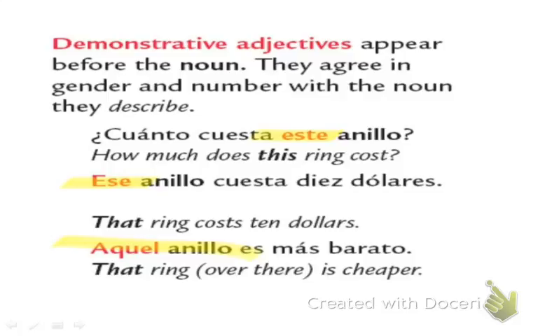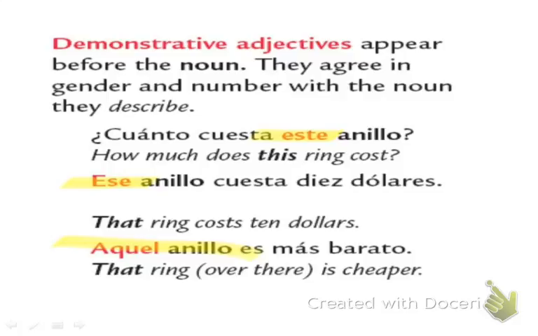So if I was shopping, Jacob's working at a jewelry store. Sorry, Jacob, not a real choice position. But I say, oh, I really like this ring, Jacob. And I say, how much does this ring cost? Jacob says, that ring. That ring costs $2. And I'm like, oh, that's really expensive. And then he says, well, that ring over there costs $5. When I talked about, I say this ring. He's talking about the ring that I'm still possessing, and it's not close to him. He says that ring. And then he points to one across the store, and he uses aquel, which is aquel anillo.